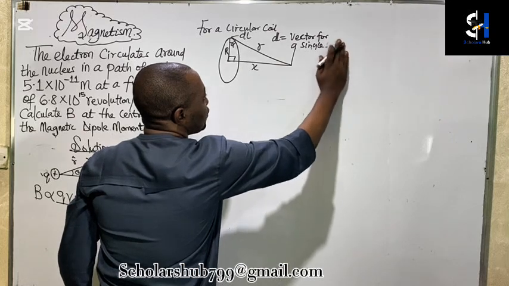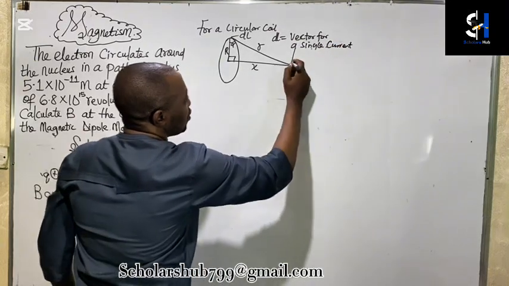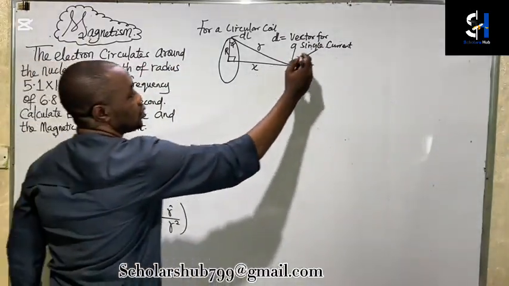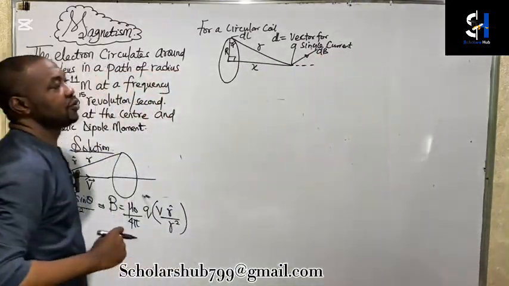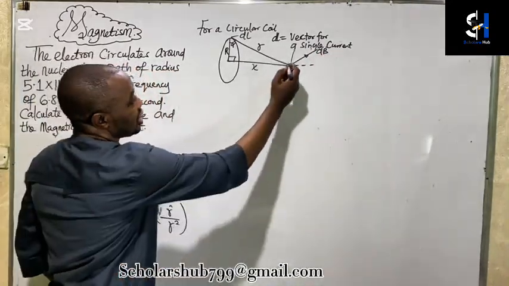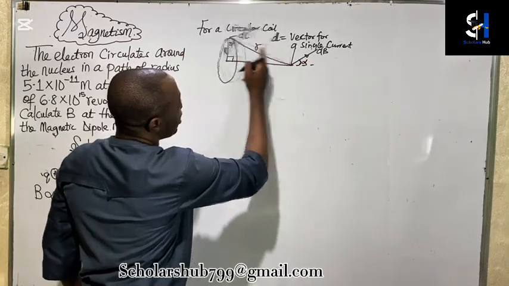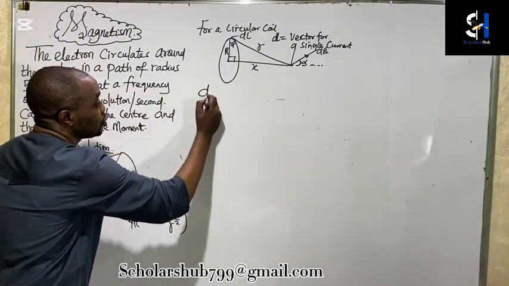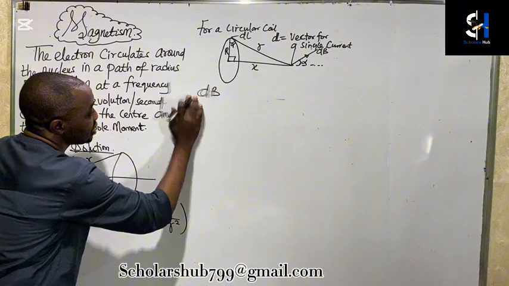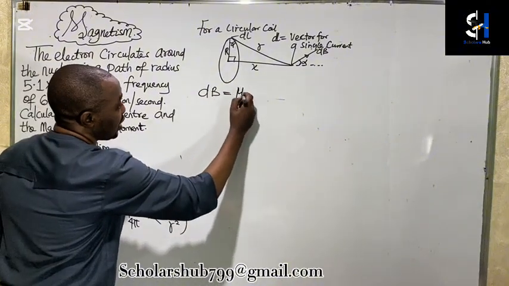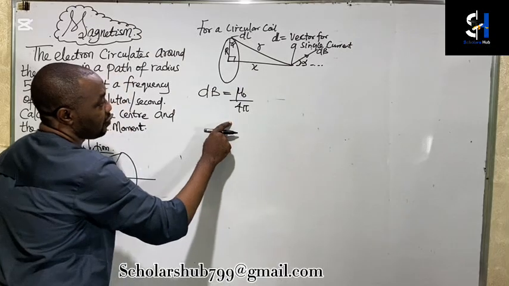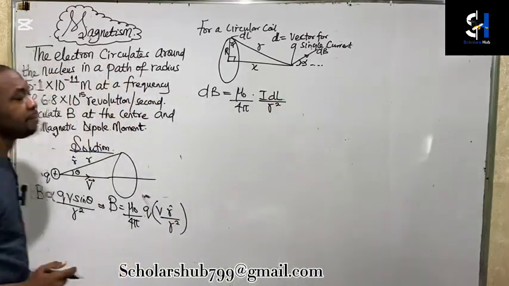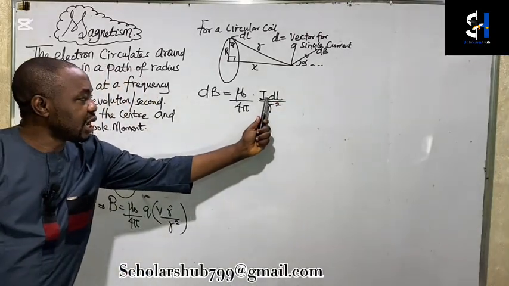Now, the magnetic field of the elemental material is dB, which makes an angle alpha with the horizontal. So according to the Biot and Savart law, the magnitude of the elemental magnetic field would be the permeability of free space over 4 pi, multiplied by I dl over r squared. Now, let me quickly explain where this Idl came from.